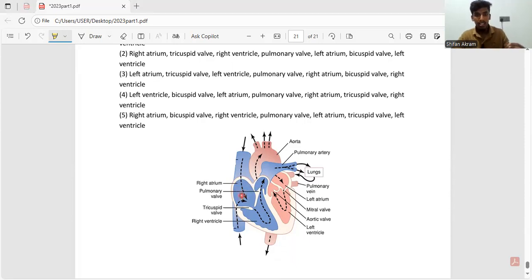This blood is deoxygenated. Now they are coming from systemic circulation. They don't have any oxygen. So they enter the right atrium through the superior and inferior vena cava, and through the tricuspid valve, they enter the right ventricle. So first the right atrium, then the right ventricle. So from the right ventricle, they enter through the pulmonary valve into the pulmonary artery.